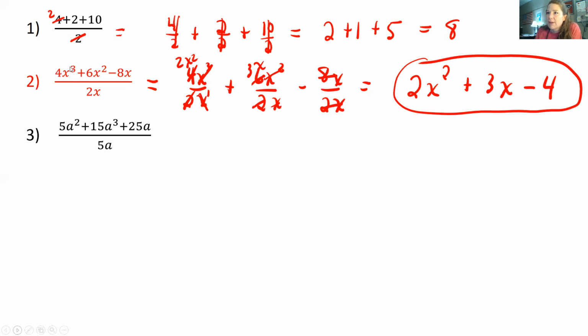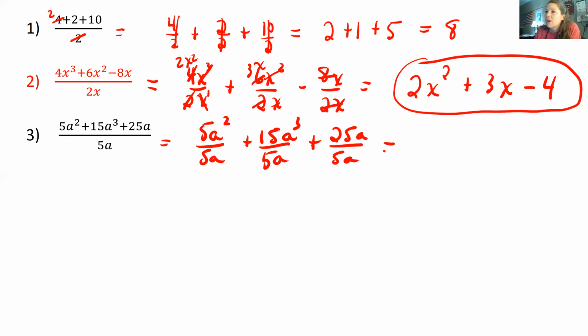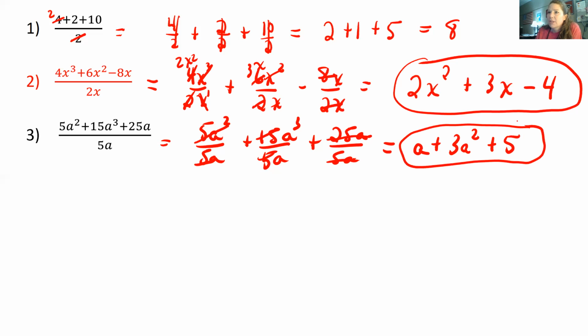Number 2, we're going to divide every term by 5a. All right, so 5a squared divided by 5a is a. 15 divided by 5 is 3. And then a to the third divided by a is a squared. And then the last one is 25a divided by 5a is positive 5. And that's the answer. All right, you guys try the next 2 on your own and then check your work with me, please.